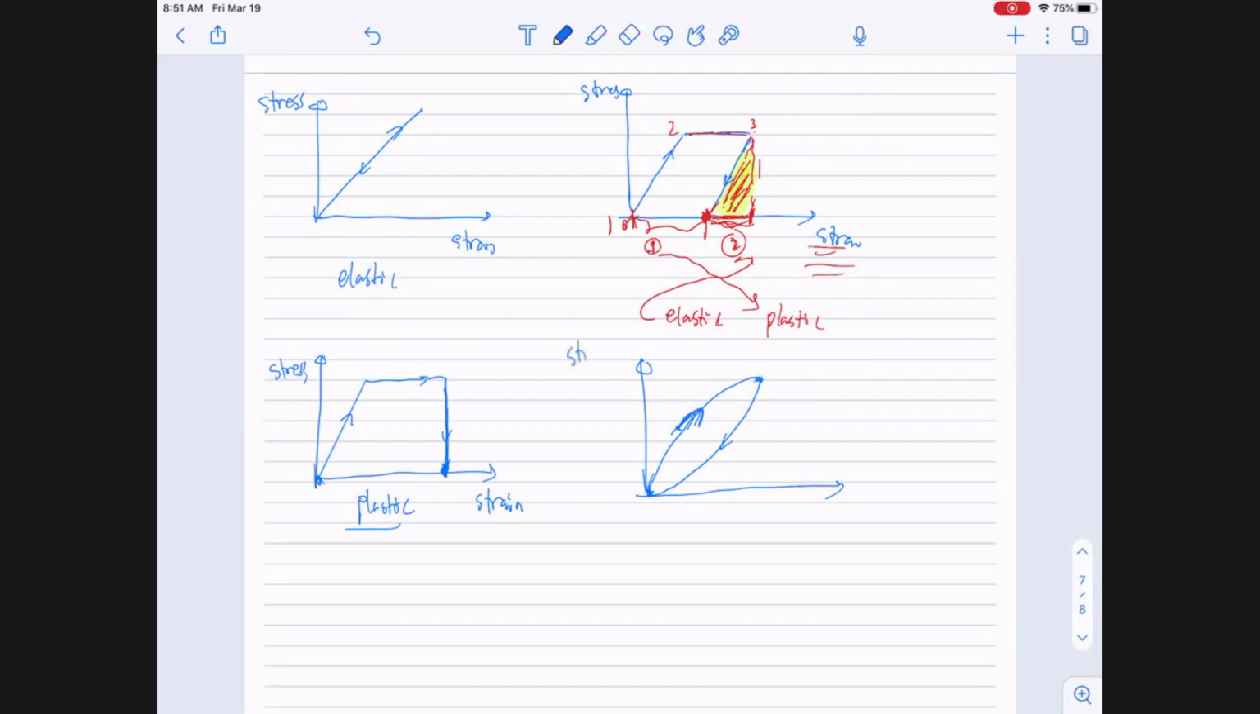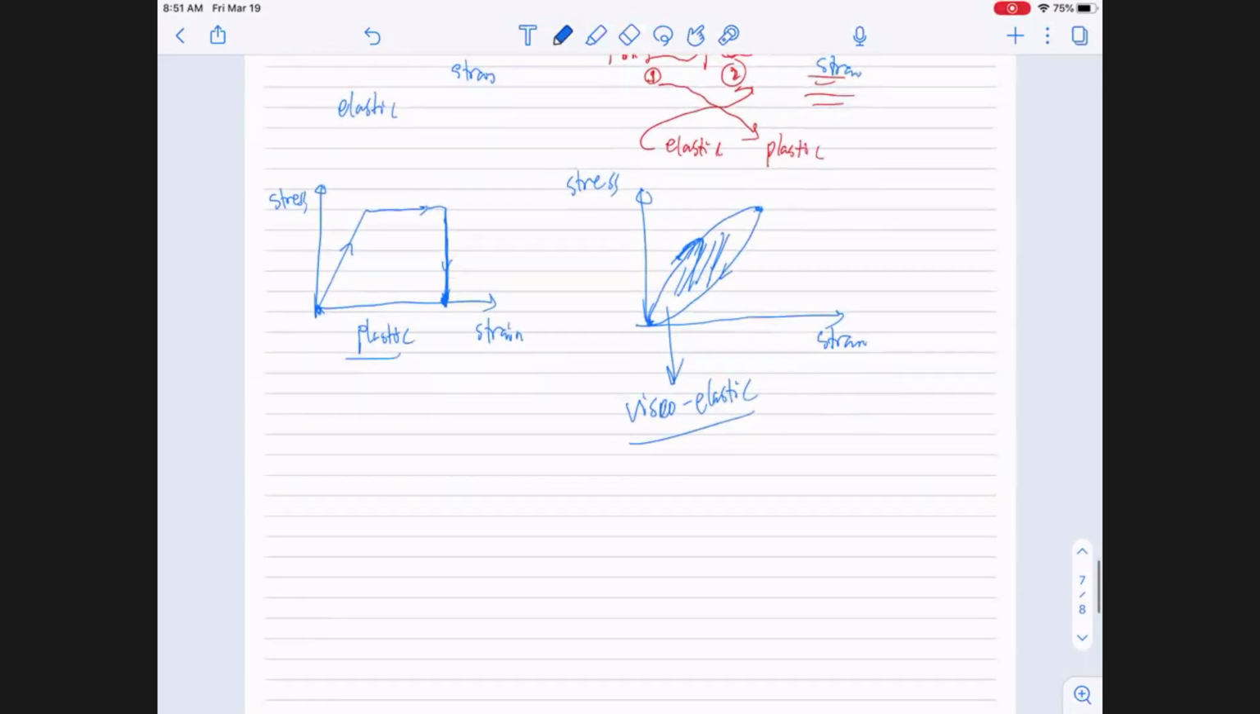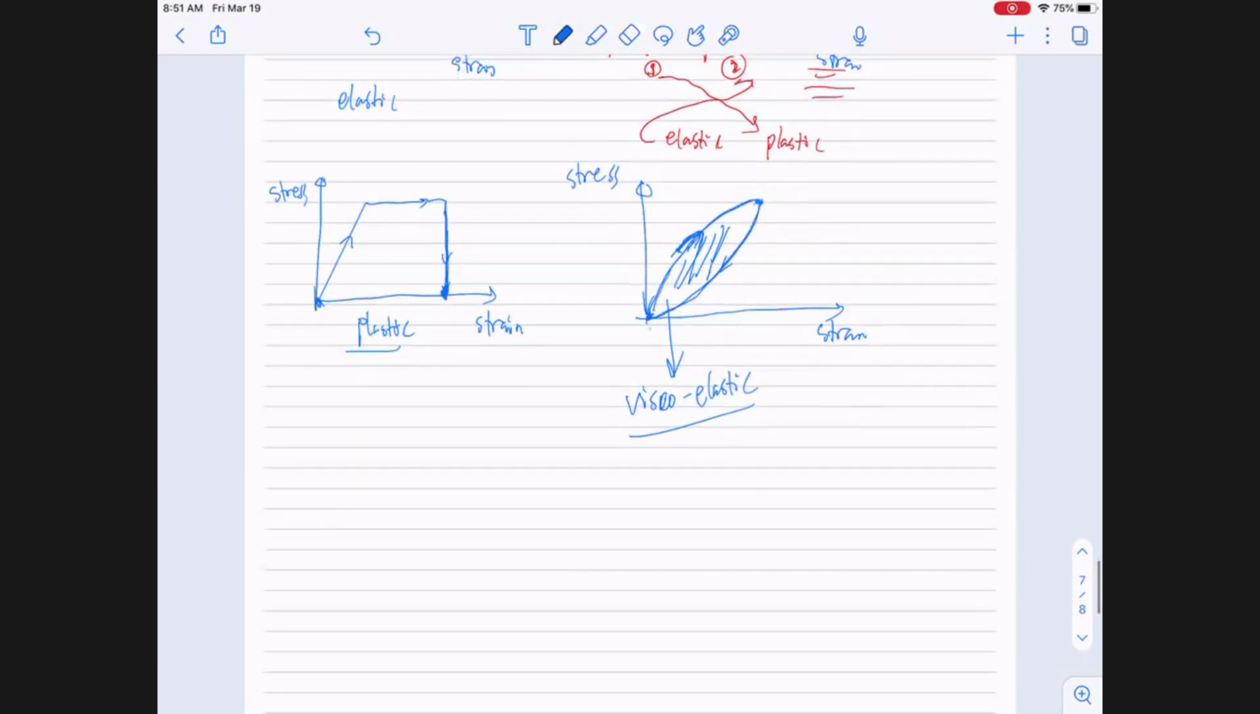So this one, the stress-strain, we call this viscoelastic. Our tissue has a hysteresis. The path is not exactly the same, but it can go back to the original location. So we call this viscoelastic. And remember, tissue and organs generally present viscoelastic properties. Okay.